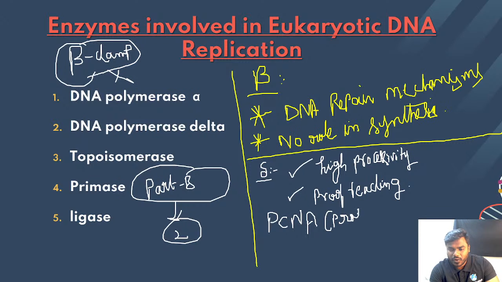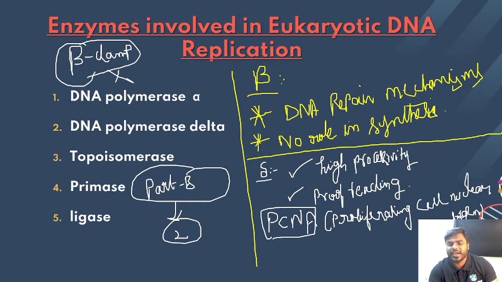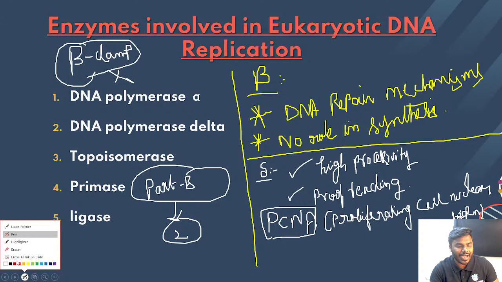You need not remember the full form. I am just writing. We can call it proliferating cell nuclear antigen. This is the name of a protein which is always associated with the polymerase delta. As a result, it increases the processivity. Then polymerase delta will continuously keep adding the nucleotides without falling off, with high precision and accuracy. Do not forget that.